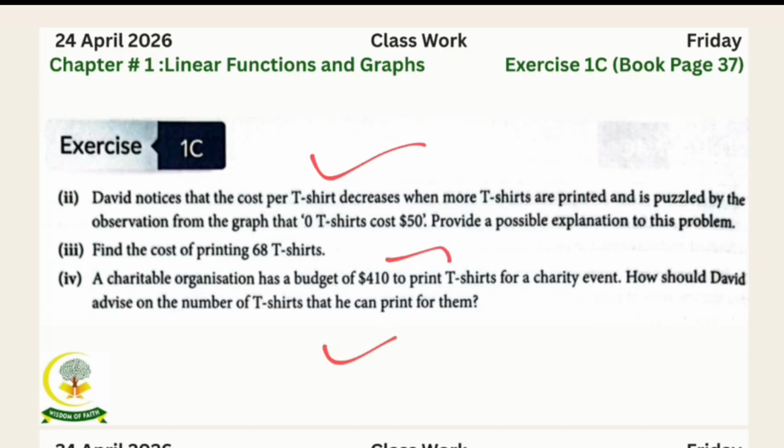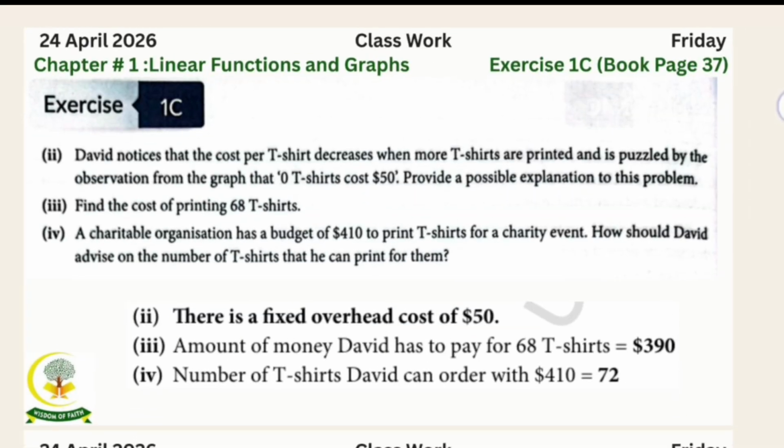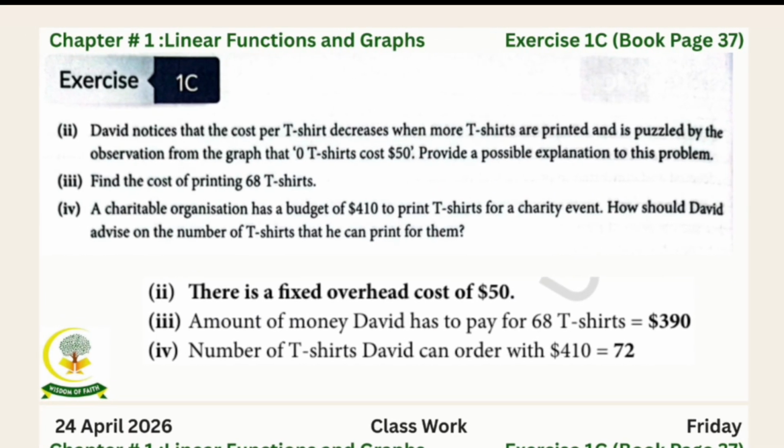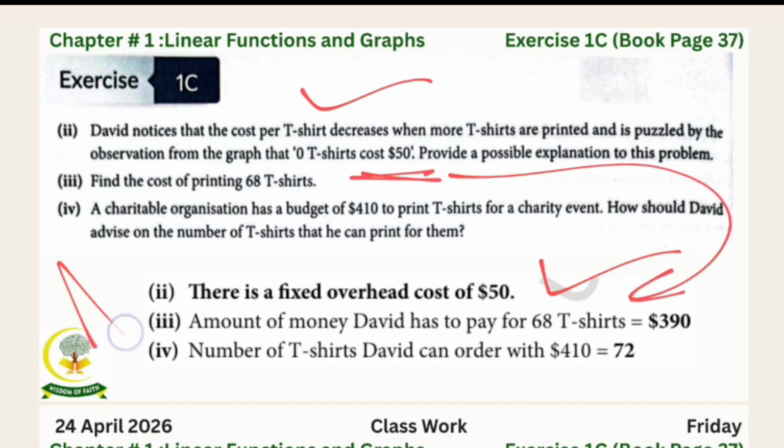Now, 1C, question number 2, 3, and 4. These are the 3 questions. We have to solve it very easily. Question number 2, David noticed the cost per t-shirt decreases when more t-shirts are printed and is puzzled by the observation from the graph. So there is a fixed value. How much fixed value? $50. So here you go. This is the answer. Clear?